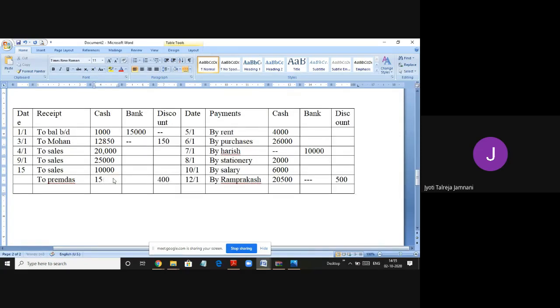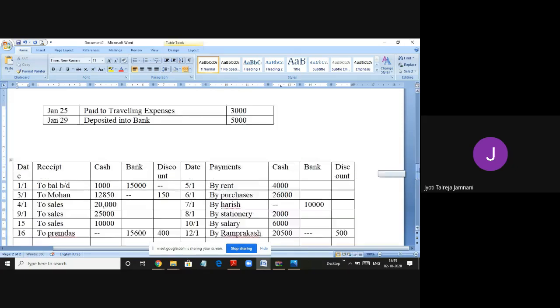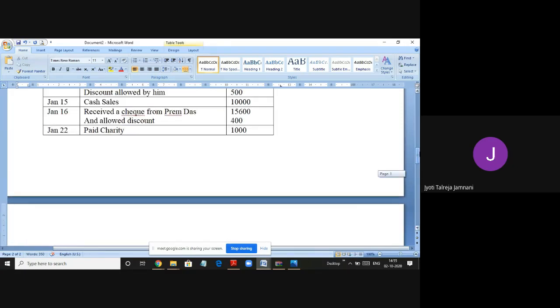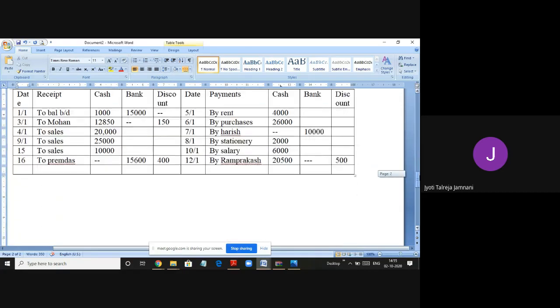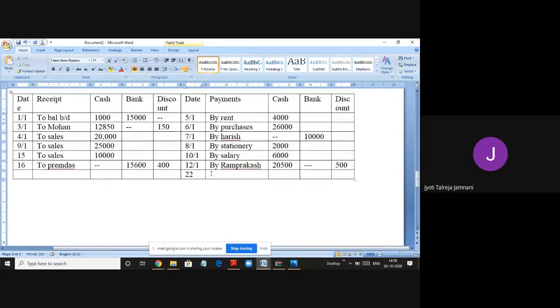Sorry, we have to take it in the bank column. Cash column will be nil because we have received check. And here we write the date 16th. Okay. The next one, paid charity 1,000. So on 22nd Jan, by charity. It is not told by check, so we'll take it in the cash column 1,000.